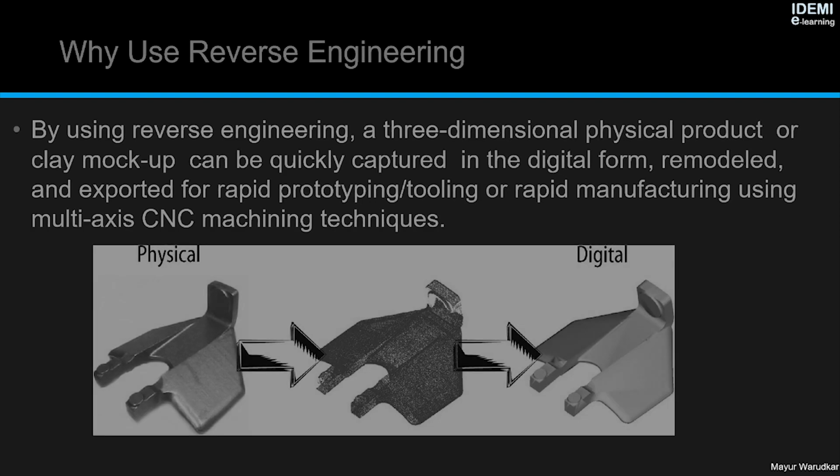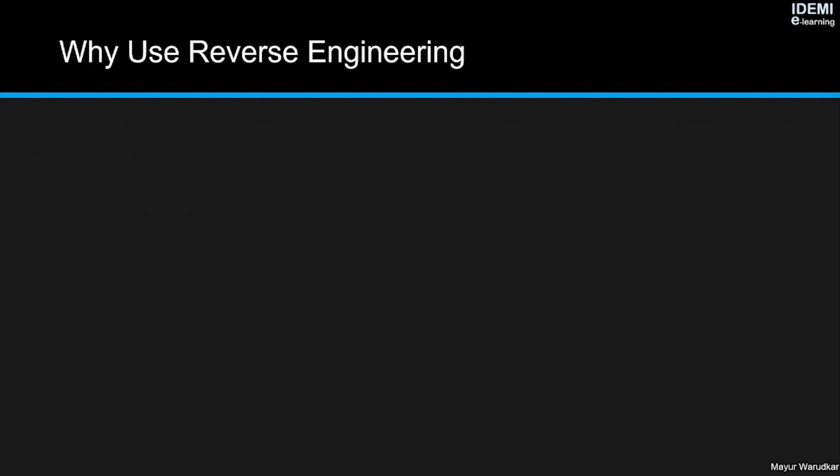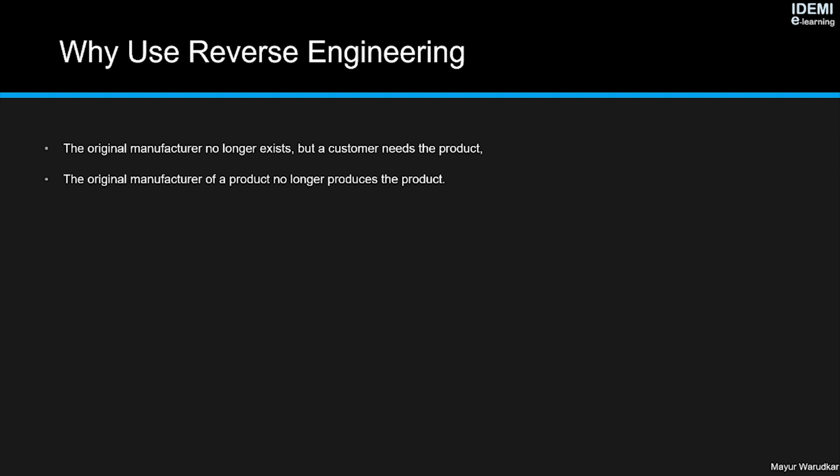Why use reverse engineering? Following are some of the reasons for using reverse engineering. The original manufacturer no longer exists, but a customer needs the product. For example, aircraft spares are typically required after an aircraft has been in service for several years. The original manufacturer of a product no longer produces the product. For example, the original product has become obsolete. The original product design documentation has been lost or never existed.